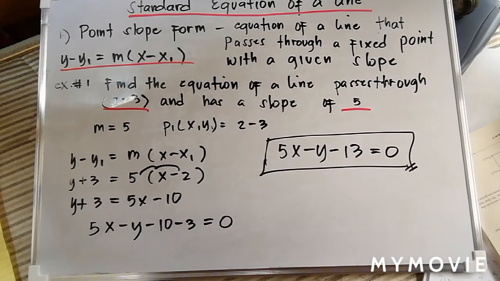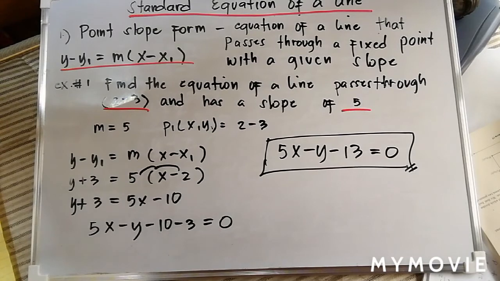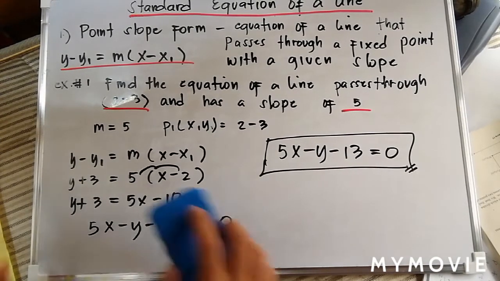We still have another problem here. So 5x minus y minus 13 is equal to 0 is the standard equation of the line using the point slope form. So we still have a problem here, problem number 2.